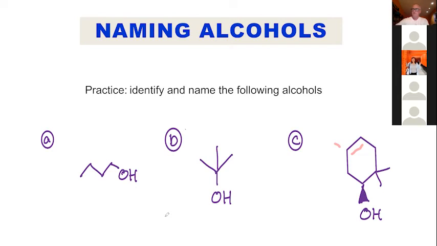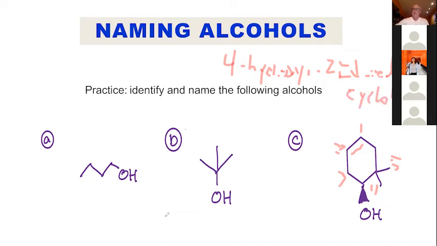So that would be 1, 2, 3, 4, 5. No, 1, 2, 3, 4. I guess it doesn't really matter which way we go. So that would be 4-hydroxy 2,2-dimethyl cyclohexene. Yeah, great question.